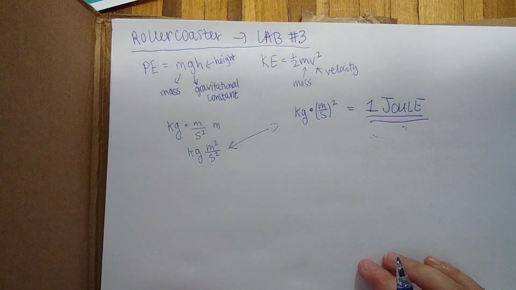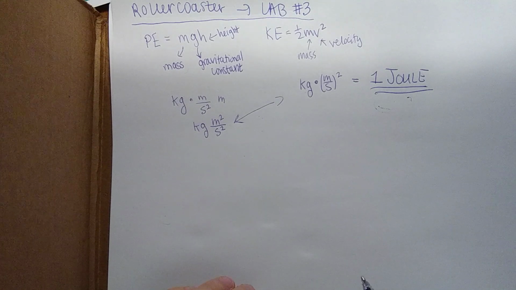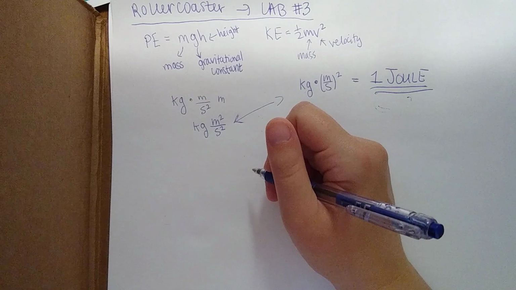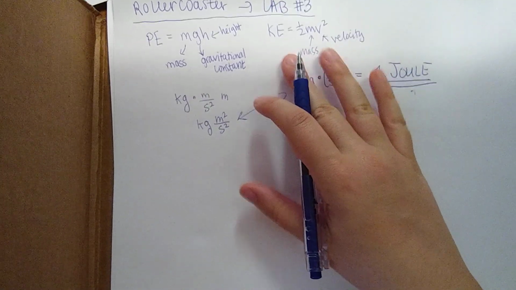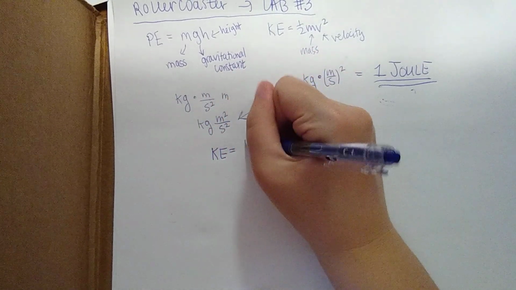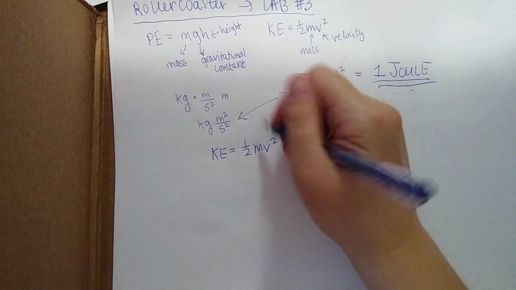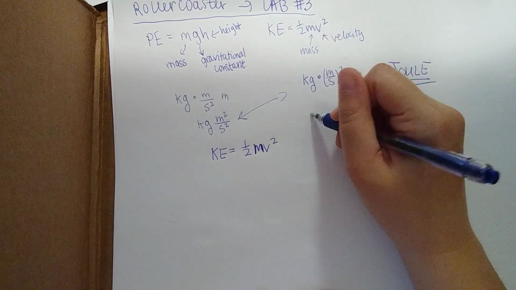So let's see, the next thing I want to talk about is they ask you about the relationship between mass and velocity and mass and kinetic energy. So let's look at the expression once again for kinetic energy. It's 1/2 mv squared. So I'll draw this too.